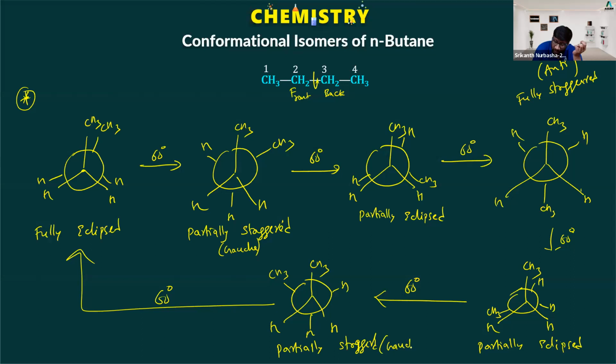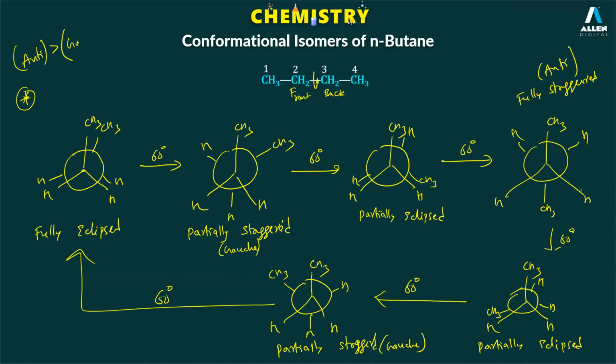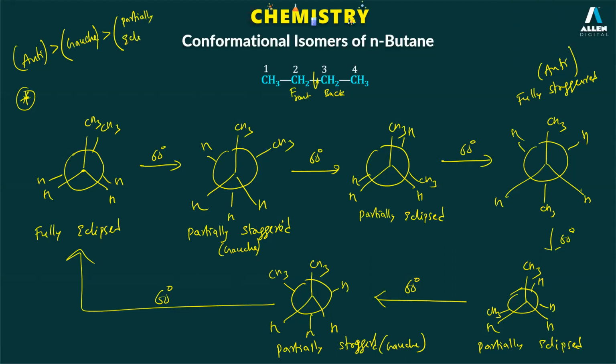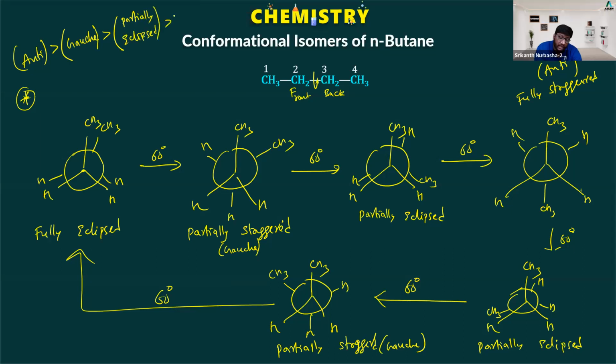So what is the order of stability? Anti is going to be the most stable because of the least repulsions. After the anti form, generally we have the gauge form as more stable. After the gauge form, you have partially eclipsed, then fully eclipsed. And this order is going to change whenever there is intramolecular hydrogen bonding. Remember, this is not 100% valid.